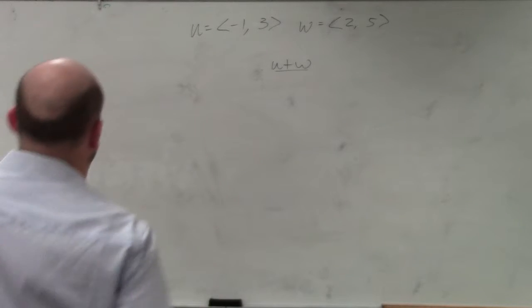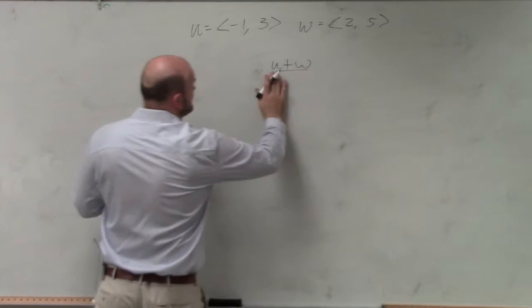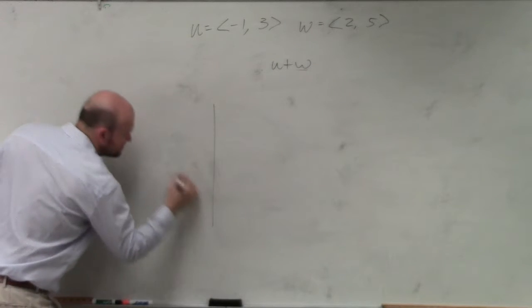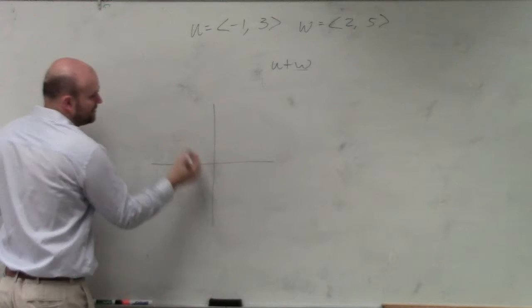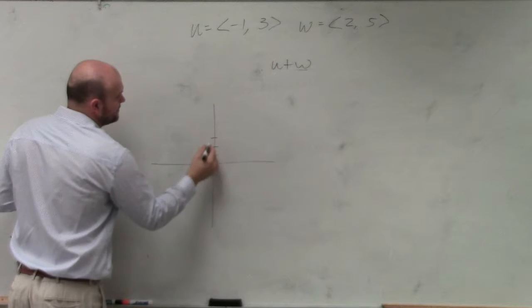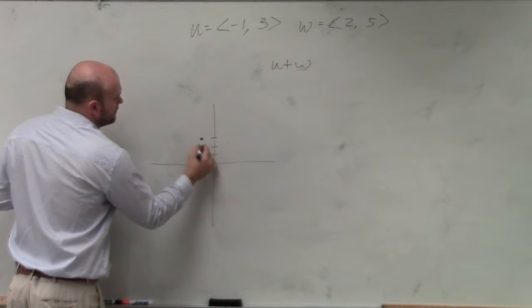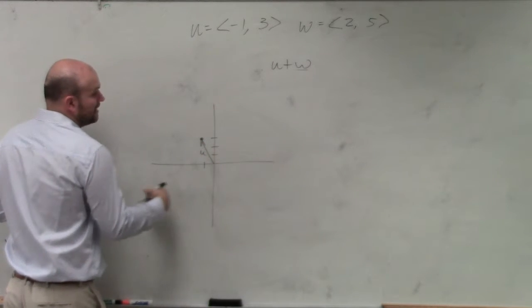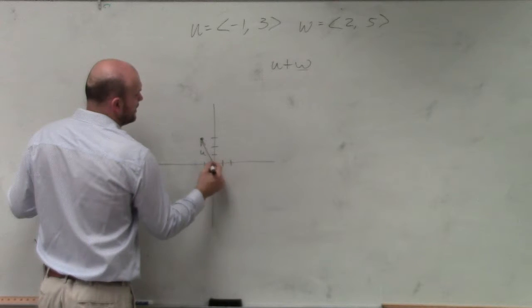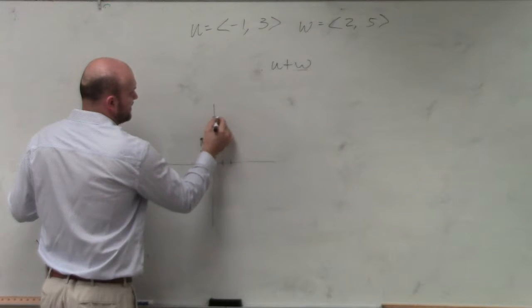So we have negative 1, 3 and 2, 5. And I'm asking you guys to add the vectors. So again, just like I said in the last one, we're going to be graphing these. Negative 1, 1, 2, 3. That's vector u. And then w is 1, 2, and then up 5. 1, 2, 3, 4, 5.